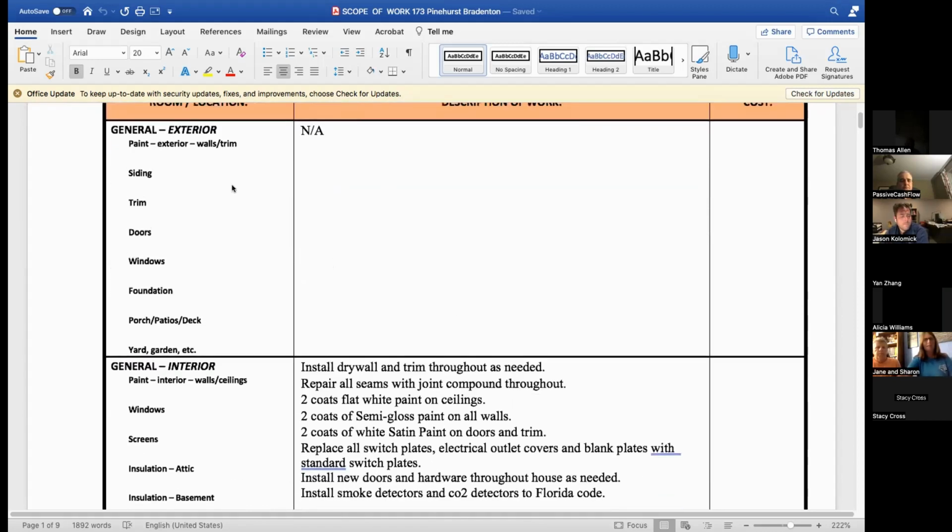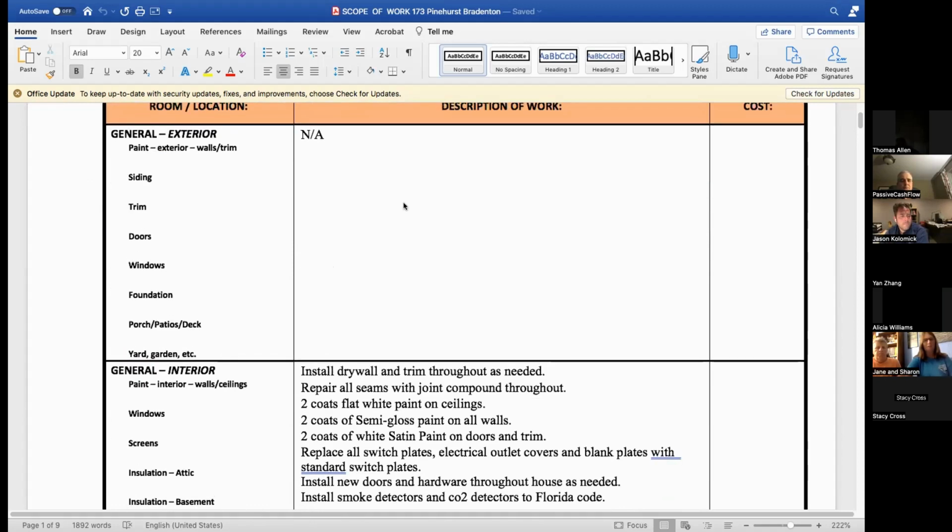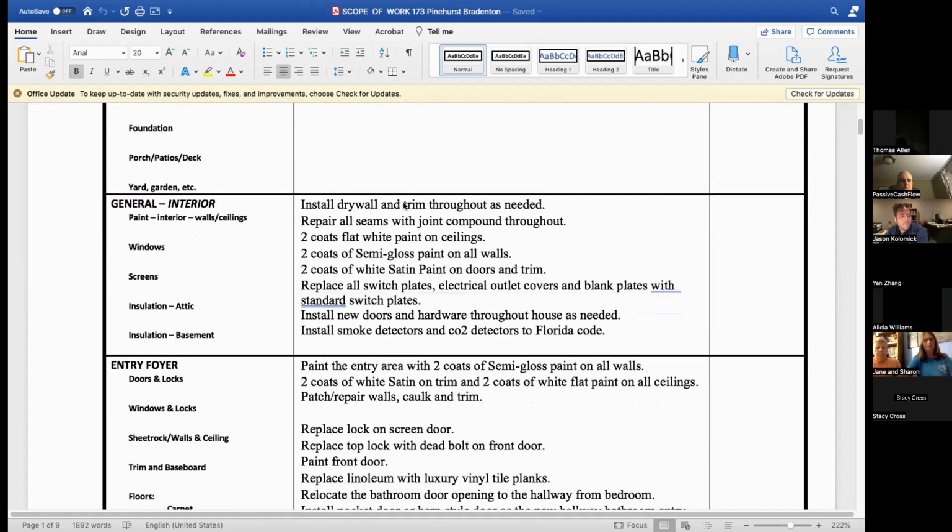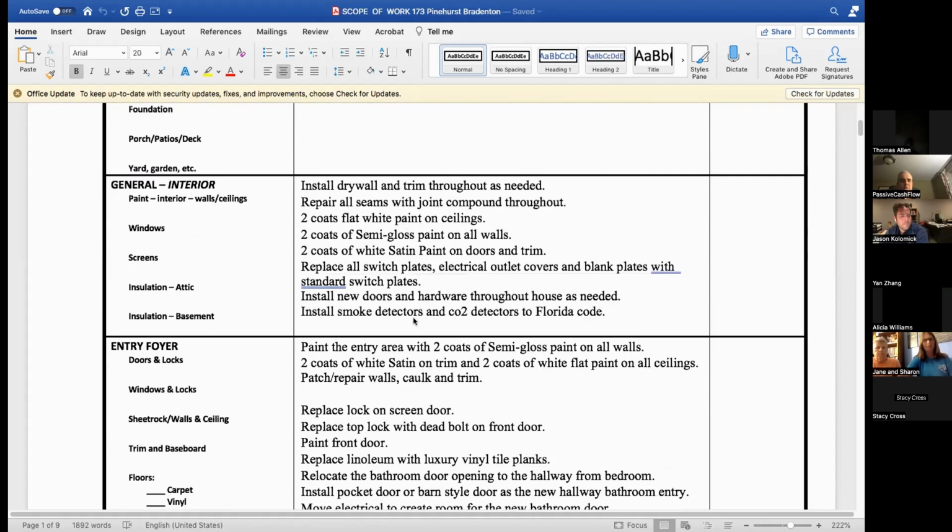We didn't have any exterior on this one because it was a condo, but then the general interior, you start out with that, and then you get intricate as you go down the line with this particular form that we use. You can see on the one side, it's got the paint, interior walls, ceiling, windows, screens, insulation. Then on the other side, I just do punch list items: install drywall, trim throughout.